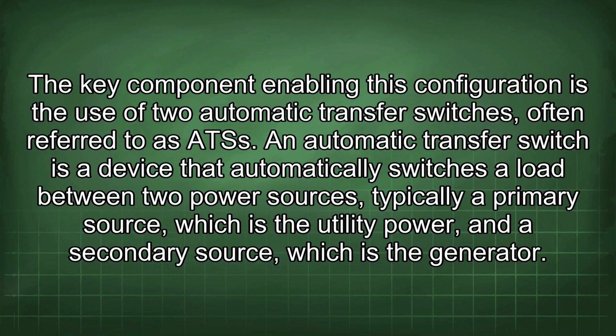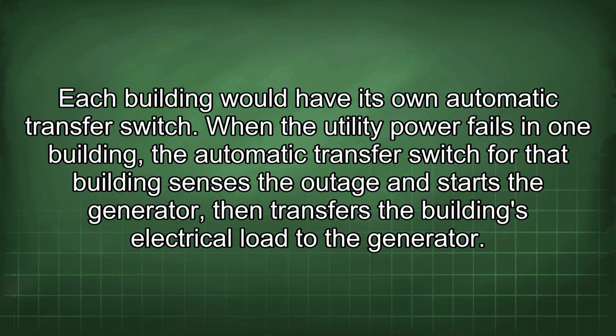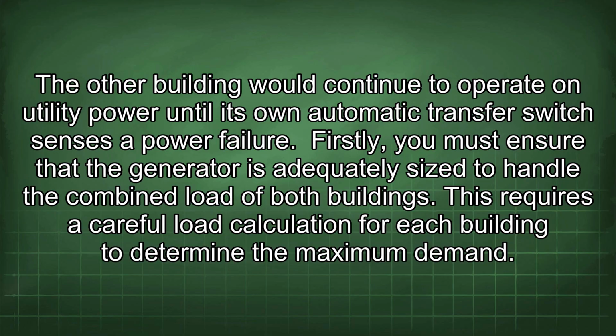An automatic transfer switch is a device that automatically switches a load between two power sources, typically a primary source, which is the utility power, and a secondary source, which is the generator. Each building would have its own automatic transfer switch. When the utility power fails in one building, the automatic transfer switch for that building senses the outage and starts the generator, then transfers the building's electrical load to the generator. The other building would continue to operate on utility power until its own automatic transfer switch senses a power failure.